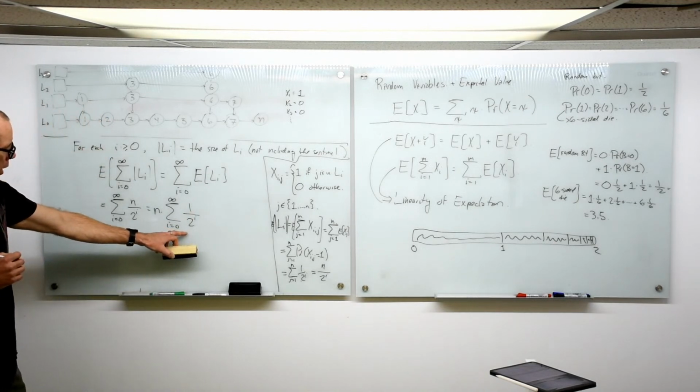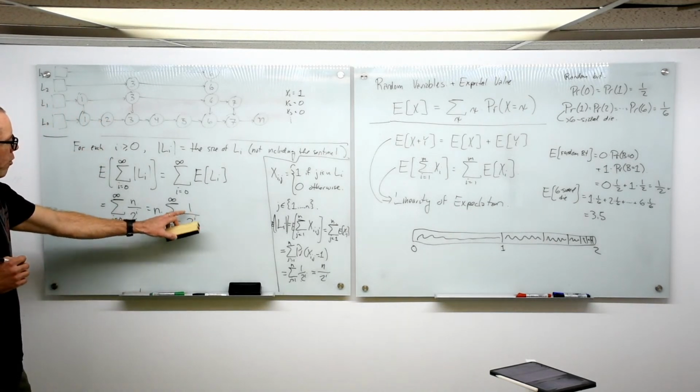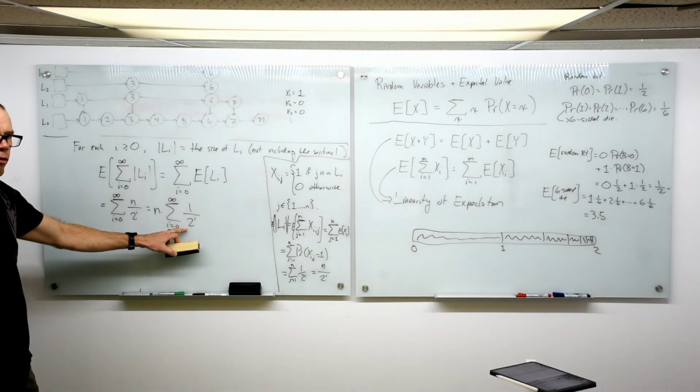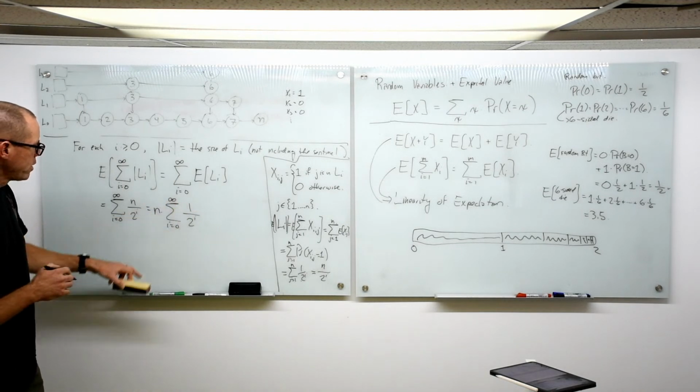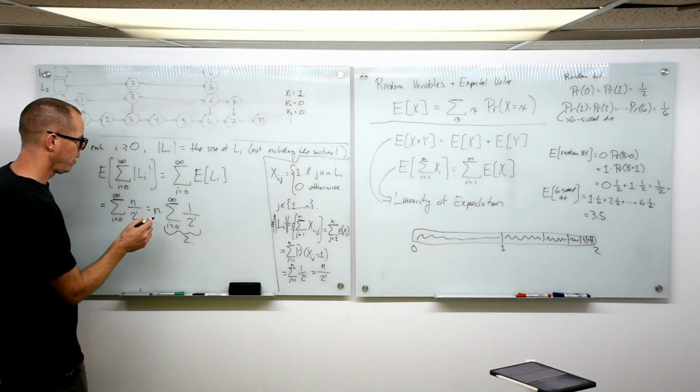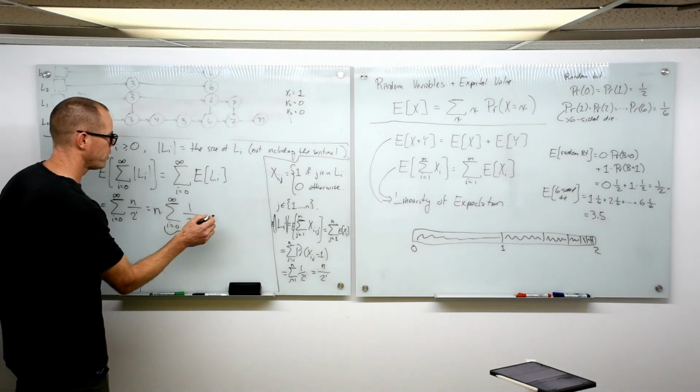And this sum, i equals 0 to infinity of 1 over 2 to the i, we've seen it. This is 1 plus 1/2 plus 1/4 plus 1/8 and so on. So this sum here, the whole thing only adds up to 2 when we multiply it by n, so we get 2n.